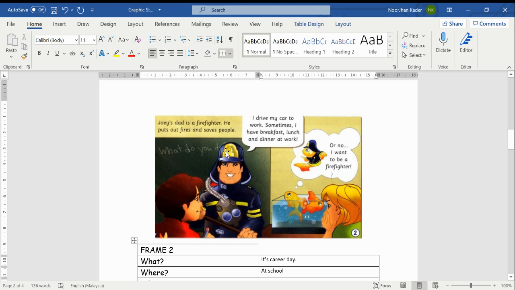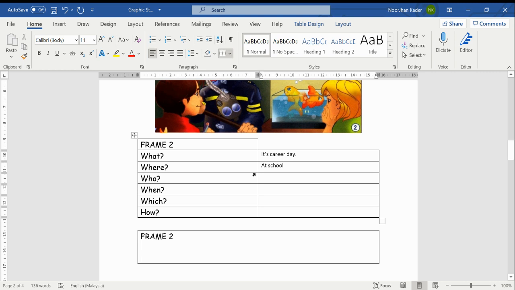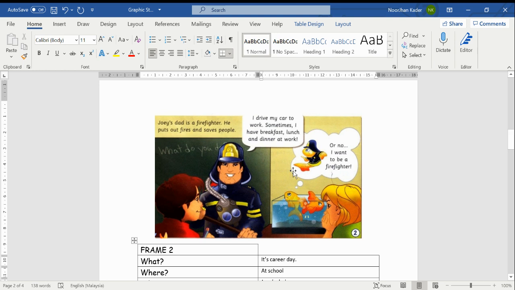See the background? You can see the blackboard, and you can see the same audience, the pupils. And who is this? Joey's dad. So, it's career day. Where is Joey's dad? At school. Who? Joey's dad. So in the second frame, we have Joey's dad. When? Is it written there when? No, there's no time given here, but he tells the audience, I drive my car to work. Sometimes I have breakfast, lunch, and dinner at work.